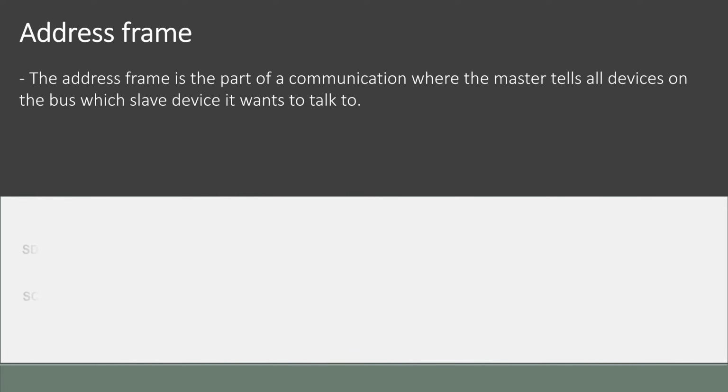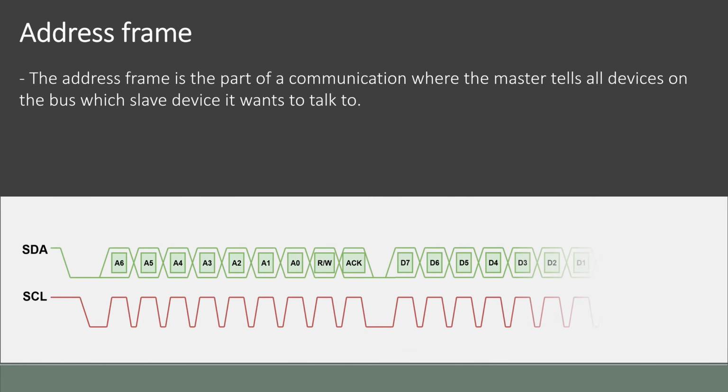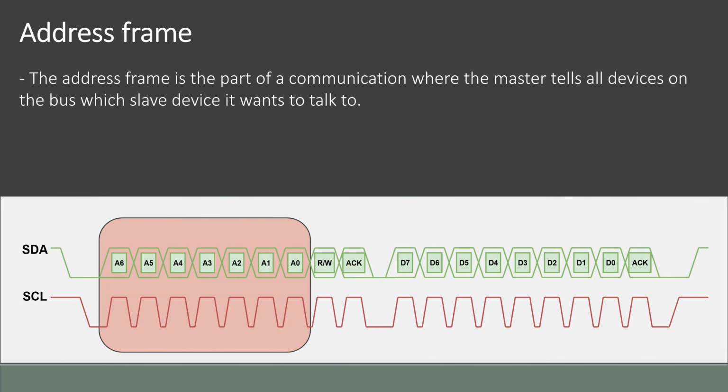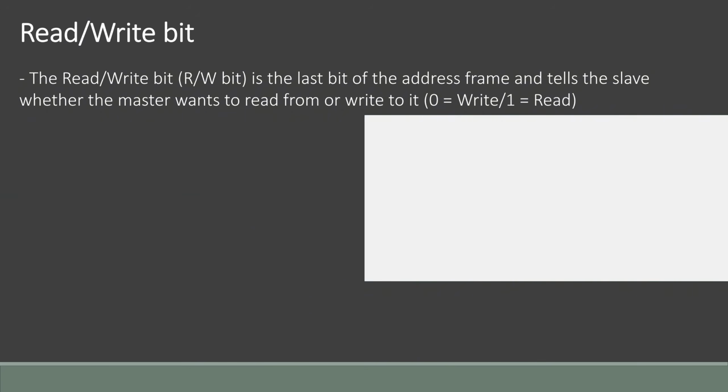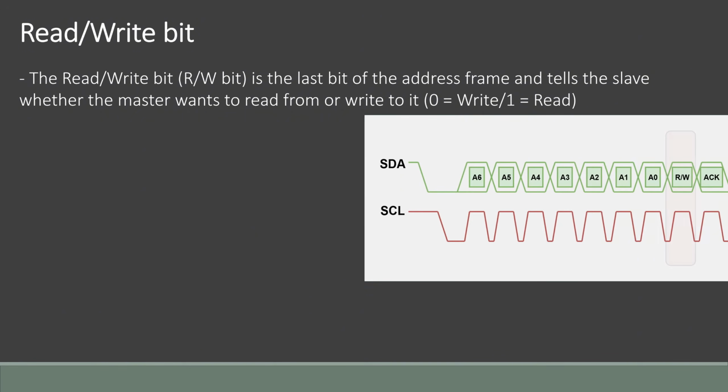Next is the address frame. The master tells all devices which slave it wants to talk to. The address is 7 or 10 bits long. Each device must have a unique address. The master uses this to communicate with the slave. The read-write bit is the last bit of the address frame. It tells the slave if the master wants to write, 0, or read, 1.